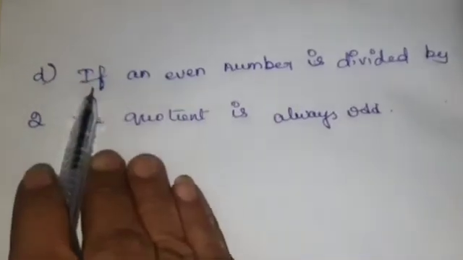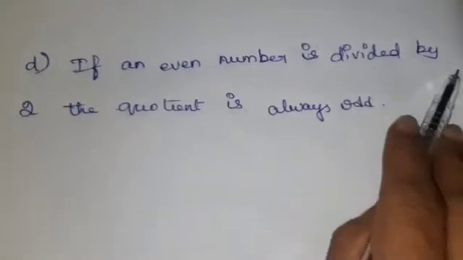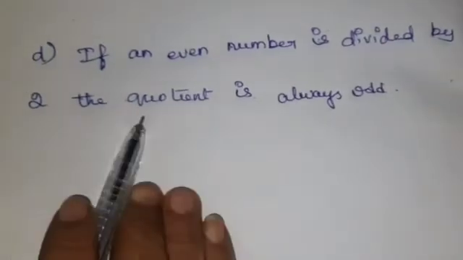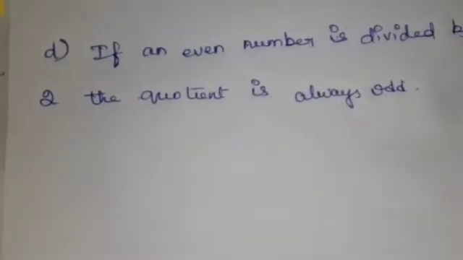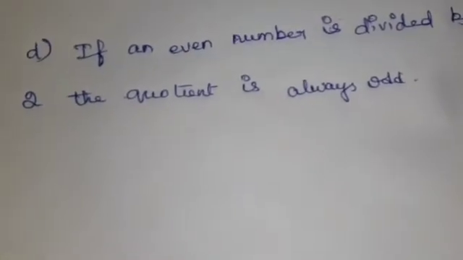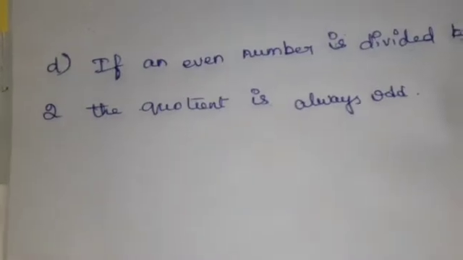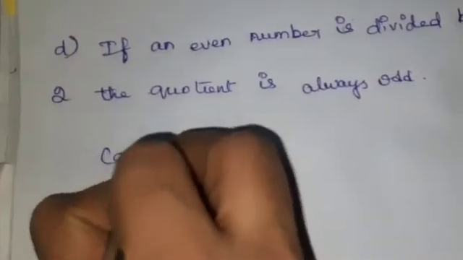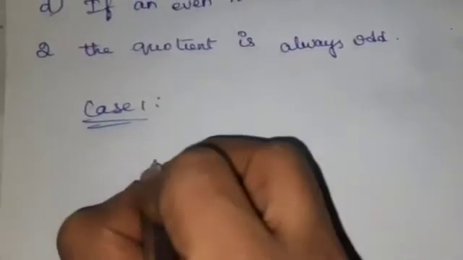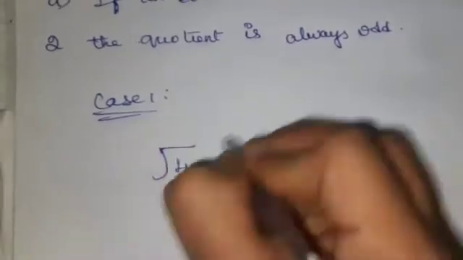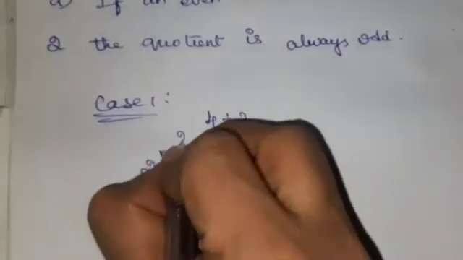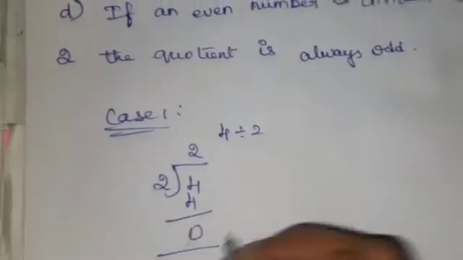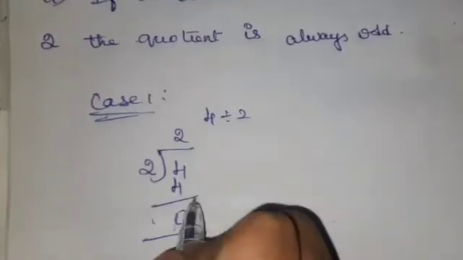Fourth statement, if an even number is divided by 2, the quotient is always odd. So let's find out whether the statement is true or false. Case 1. Let's take the first number as 4. 4 divided by 2. 2 2s are 4. So in case 1, it is false.